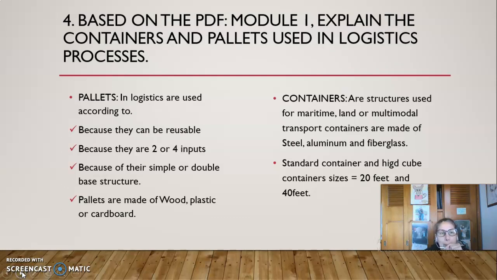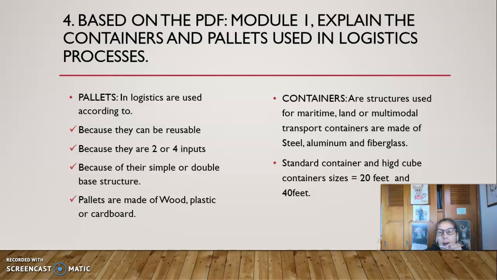Four: Based on the PDF, Module 1, explain the containers and pallets used in the logistics process. Pallets in logistics are used because they can be reusable, because they have two or four entries, and because of their simple or double base structure. Pallets are made of wood, plastic, or cardboard.